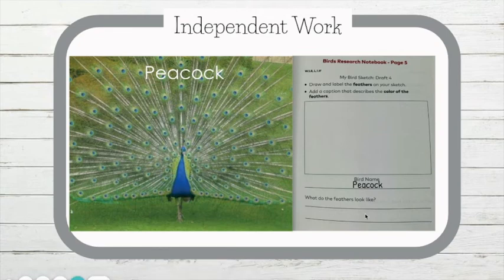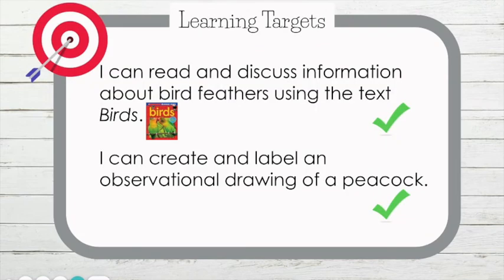Before you get started on your picture and your caption, let's look at our learning targets, and then we'll come back to this page for you to work. Today's target said, I can read and discuss information about bird feathers using the text Birds. And we did. We had a discussion and you answered some questions using those text features to read and discuss. Our second target says, I can create and label an observational drawing of a peacock. And that's what you're about to do. You will create and then label.